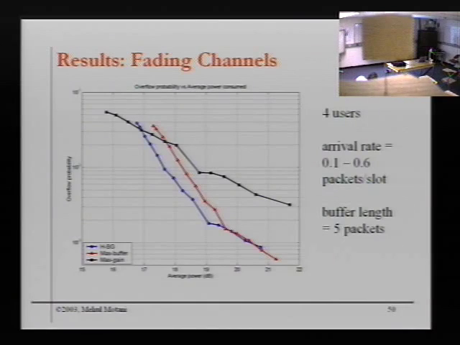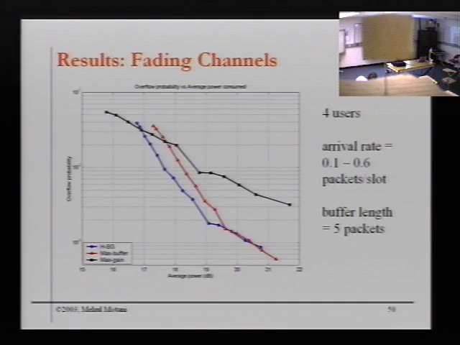And the three schemes: the blue is the hybrid where I switch between max buffer and max gain. Red is max buffer, and black is max gain. For a large range of average power, we see that the hybrid does better than both of these. So even with a simple combining of adapting to channel and gain, meaning I selectively choose, I can do better than both.